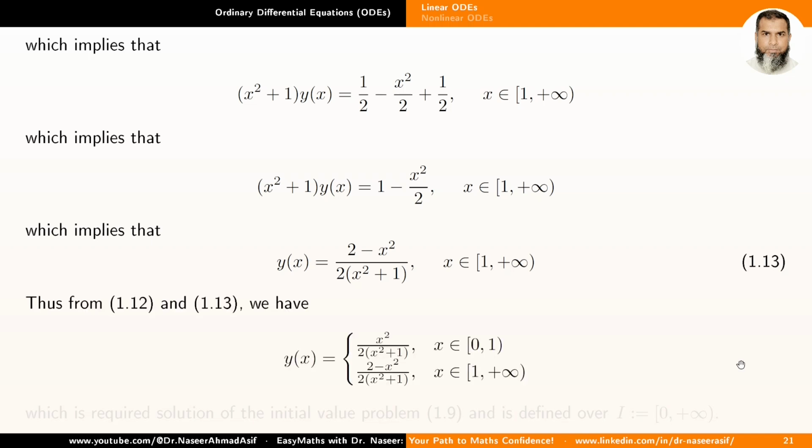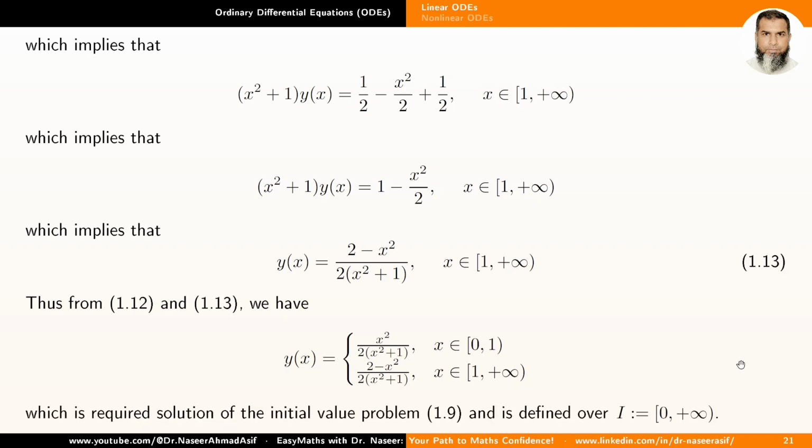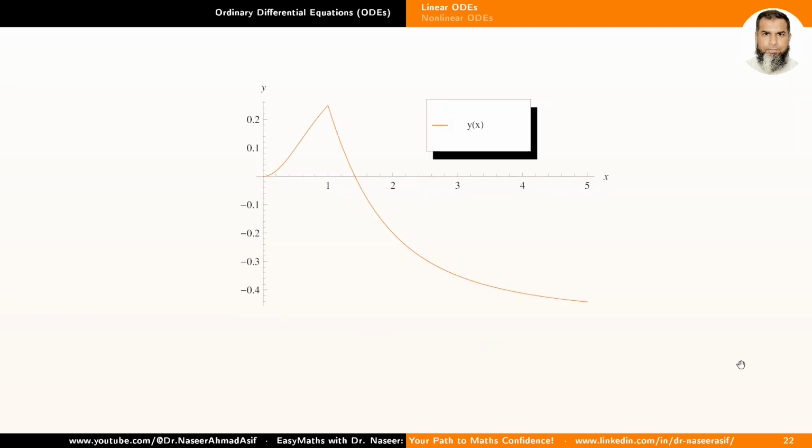Thus from equations 1.12 and 1.13 we have y(x) = x²/(2(x+1)), where x ∈ [0,1), and y(x) = (2 − x²)/(2(x²+1)), where x ∈ [1,+∞), which is the required solution of the initial value problem 1.9 and is defined over [0,+∞). Well, this is the graph of the solution of the initial value problem. The solution is continuous on [0,∞). Also, the solution is differentiable on [0,∞) except at x = 1.